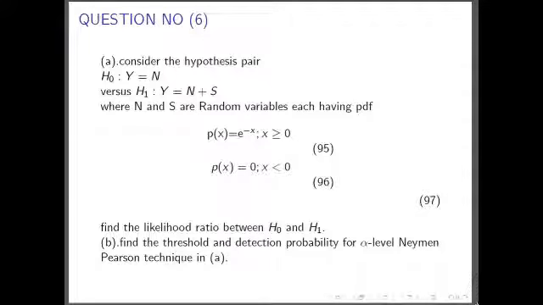Now, let's move on to our last problem, where the hypothesis given is H0: y is equal to n and H1: y is equal to n plus s, where n and s are random variables, each having PDF p of x is equal to e power minus x for x greater than or equal to 0, is equal to 0 for x less than 0. Here our aim is to find the likelihood ratio between H0 and H1 and also to find the threshold and detection probability for alpha level Neyman-Pearson technique.